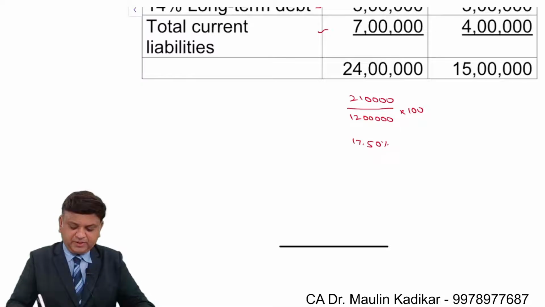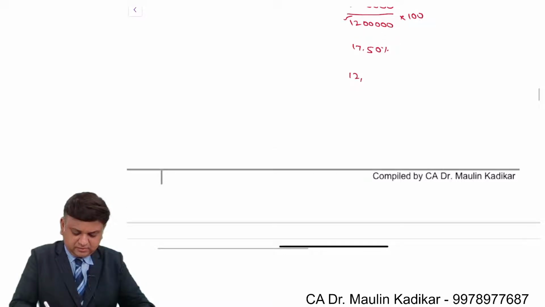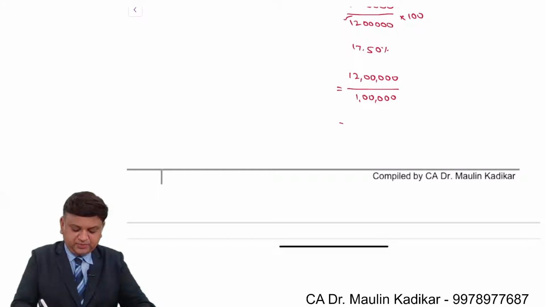Then the book value per share. Again we understand that the net worth is rupees 12 lakhs. The number of equity shares is 1 lakh. So book value per share is rupees 12.